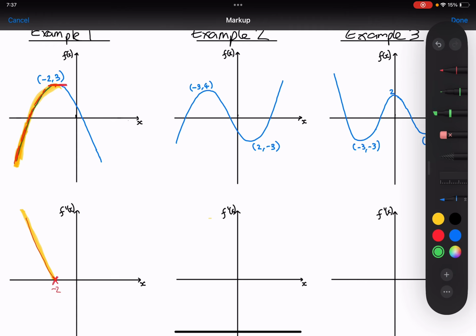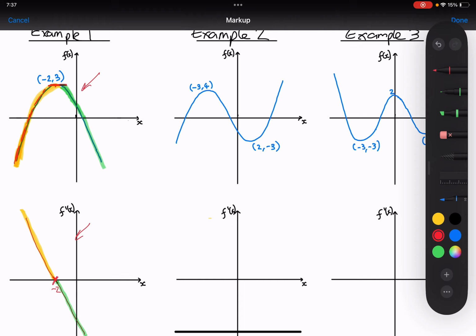And then after the stationary point, the gradient is always negative, and it's getting more negative. So my gradient function will continue down here, showing that the gradient is negative for all of those values there. And that's it. That's the gradient function for that first curve. Notice that the original curve here looks like a quadratic, and my gradient function looks like a straight line, because when you differentiate a quadratic, you get a straight line, or you get a linear function.